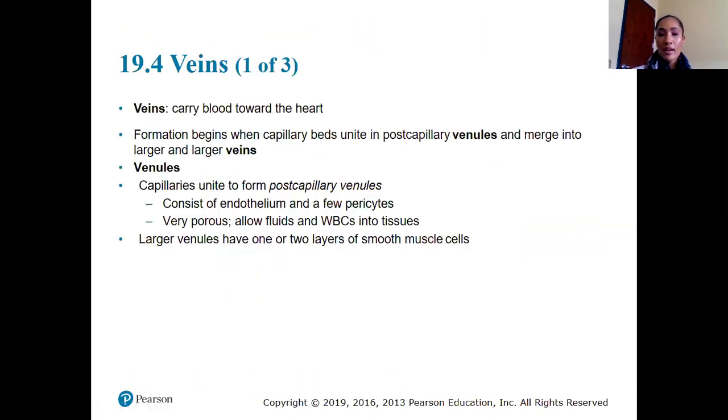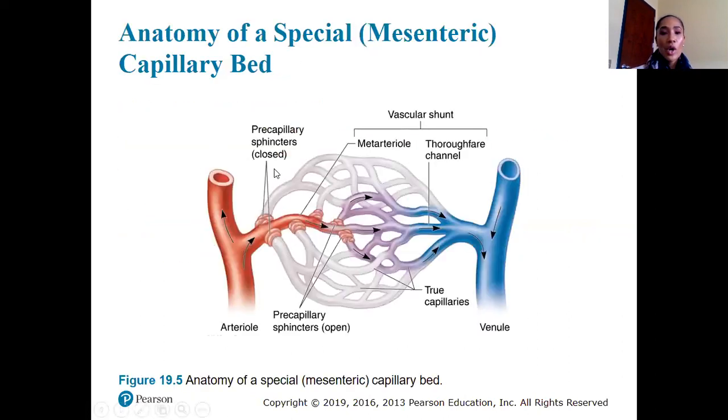Whereas, I don't have another picture. I thought I had another picture, but I'll just talk about it here. When the precapillary sphincters are open, that allows blood to flow through all of the capillaries that we see here, and then eventually go into the postcapillary venule. So for instance, these pre-sphincters are closed, but these pre-sphincters are open.